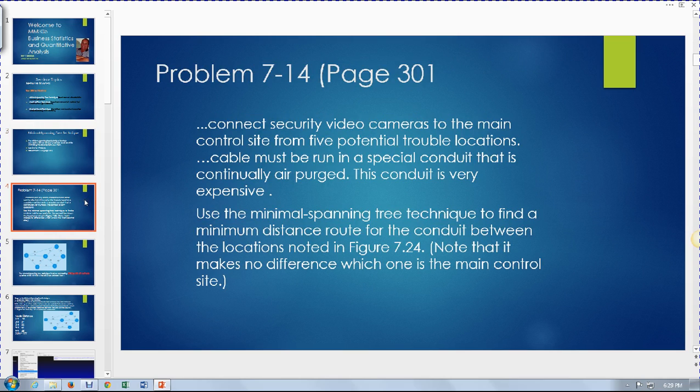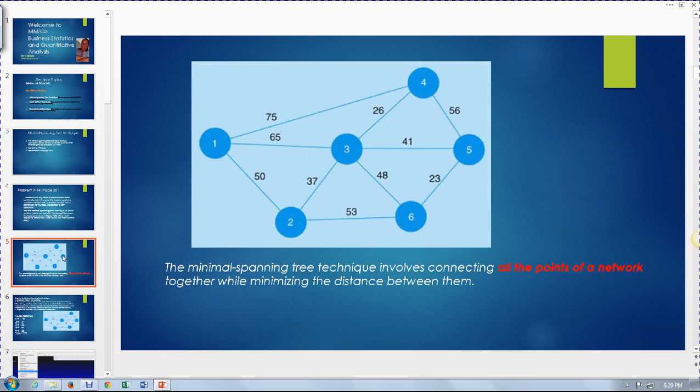What it says is that this company wants us to connect video cameras to a main control site, but the link must be in a cable that's super expensive. So what they want to do is they must connect all 5, but they want to use the minimum distance for the conduit since it's so expensive. And this is what it looks like. Here are all of the nodes from 1 to 6. And we want to connect all of them but minimize the distance.